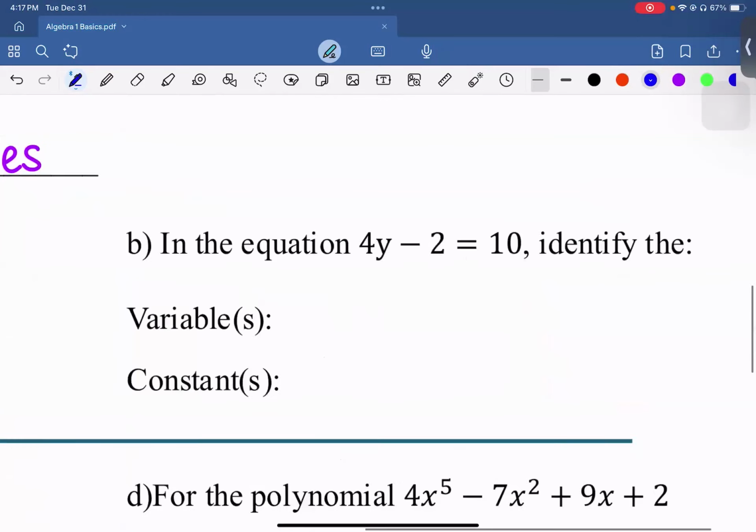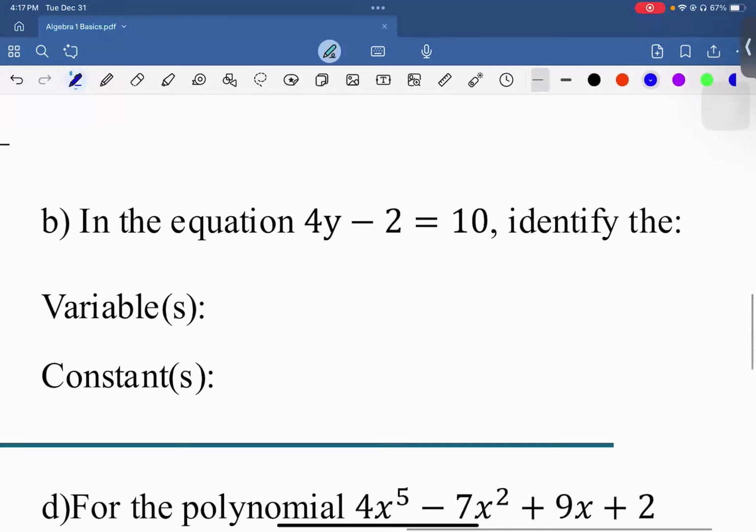Moving on to B, in the equation 4y minus 2 equals 10, identify the variables and the constants. Here we have an equation, and we know from the section before that equations have that equal sign. We're going to do the same thing. I'm going to do my variables first. I'm looking for wherever the letters are, and the only letter we have is y, so I'm going to put a y here.